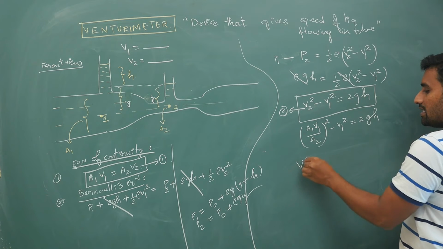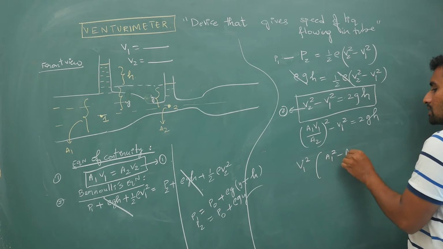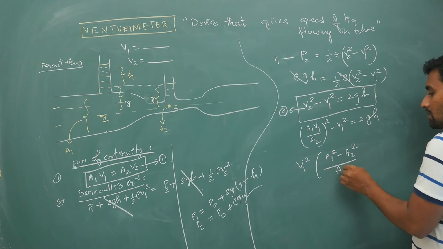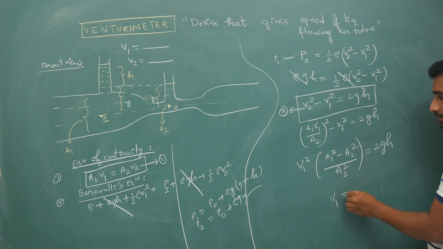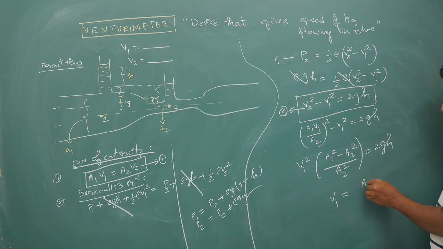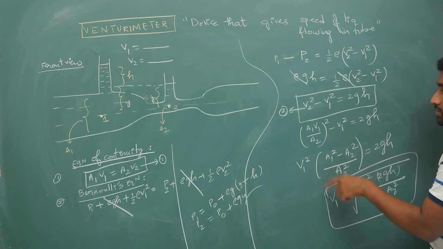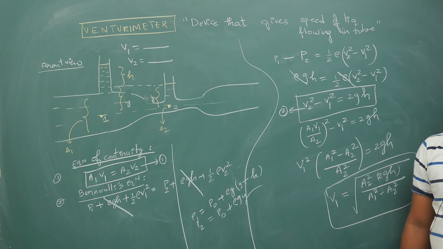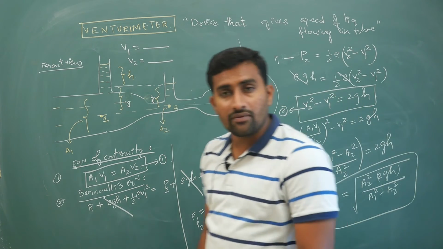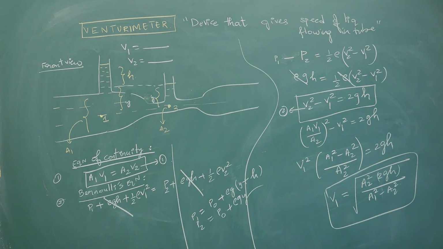Okay, so from this it is V1 square times (A1 square minus A2 square) by A2 square is equal to 2gh. What is your V1? V1 is A2 under root 2gh times A2 square by (A1 square minus A2 square). Now you substitute this in the equation of continuity, and this V1 value will obviously give you the V2 value. So like this, using venturimeter, we can calculate the velocity of flow of the fluid.